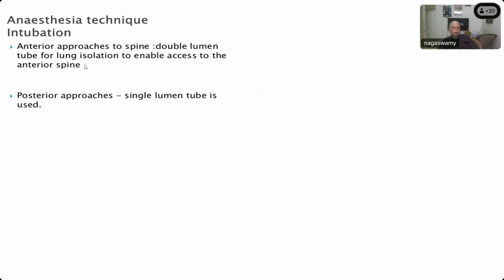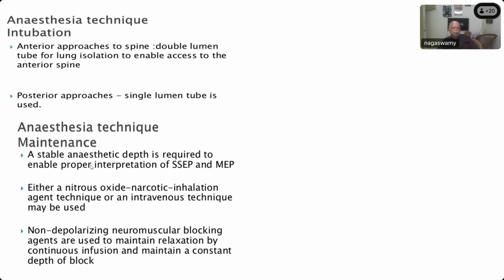The anesthetic technique, anterior approaches to spine, you may need a double lumen tube. But posterior approaches, you can use a single lumen tube. In the two, a flexometallic tube will be safer. And for maintenance, a stable anesthetic depth is important to enable proper interpretation of this neuromonitoring, somatosensory potential. And if this neuromonitoring is not done, you can do nitrous oxide, narcotic, inhalation agent technique and a non-depolarizing blocker. This is the common method used for any discectomy or for your laminectomies.